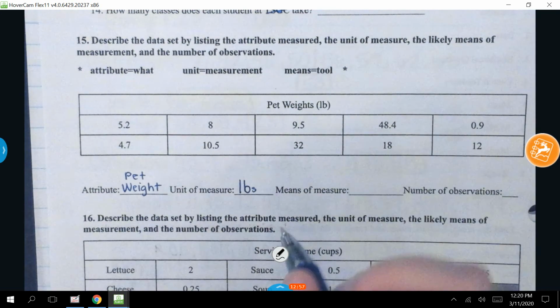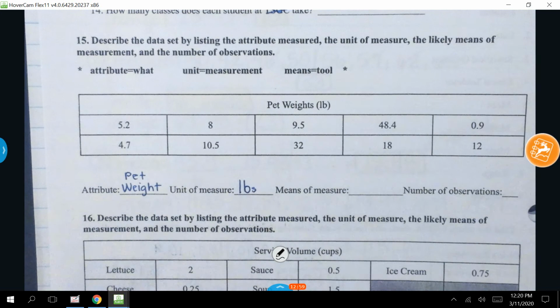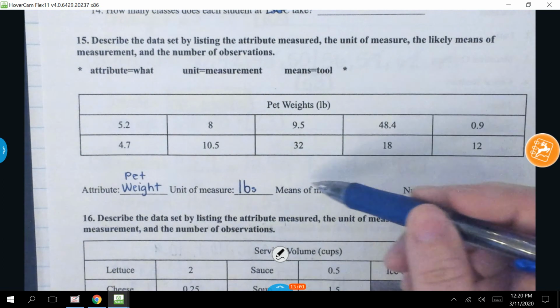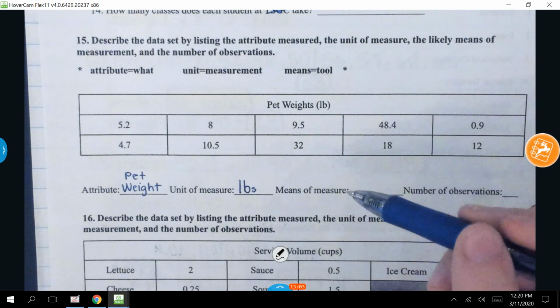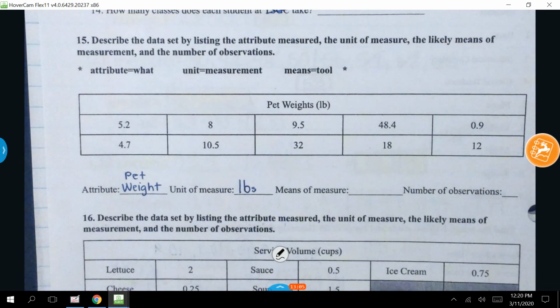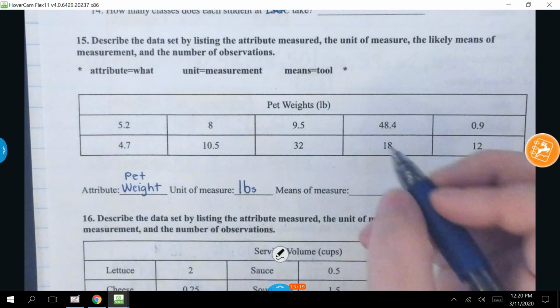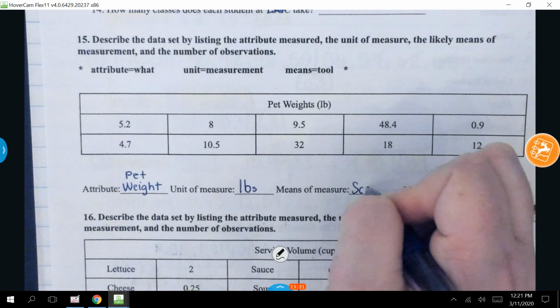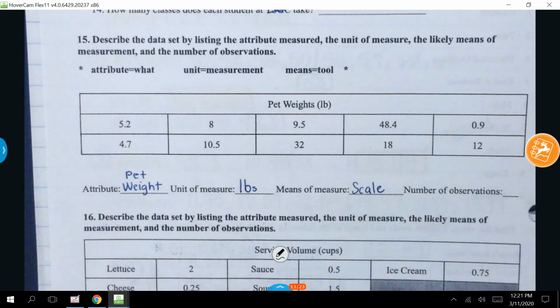You've really got to think. So this is like putting it into real world. The means of measure, guys. How am I going to measure a pet? What tool am I going to use to measure the pets? Like if you go to the vet and they're going to ask you how much your cat or dog weighs and they're going to measure it. How would they find that measurement? Frank? A scale.